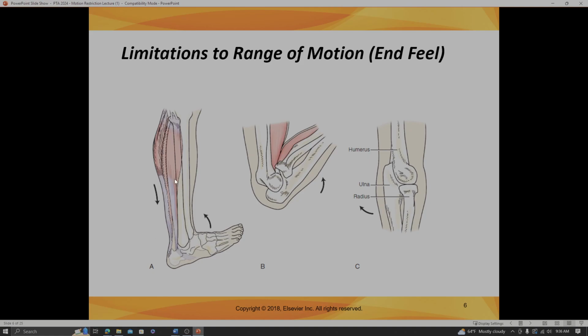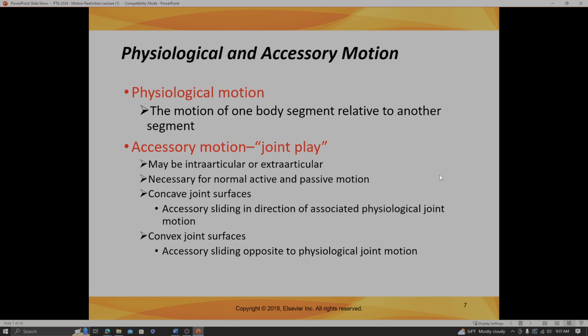Each one of these. This would be a firm end feel if we come into dorsiflexion because we've got the tightness from the Achilles tendon or the tendinous restriction that's producing the firm end feel. Here's a soft tissue approximation where the muscle is approximating or soft tissue is approximating to other soft tissue, and a bony or hard end feel, which is bone to bone. There's the olecranon process of the ulna into the olecranon fossa of the humerus. So you guys know that.